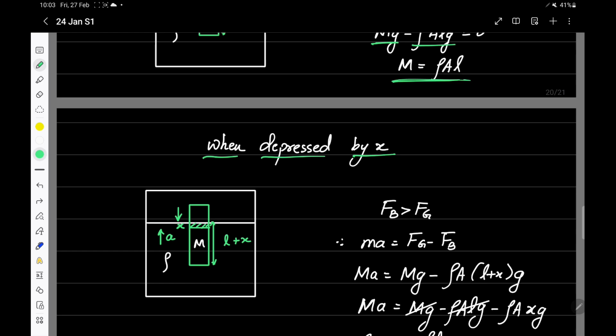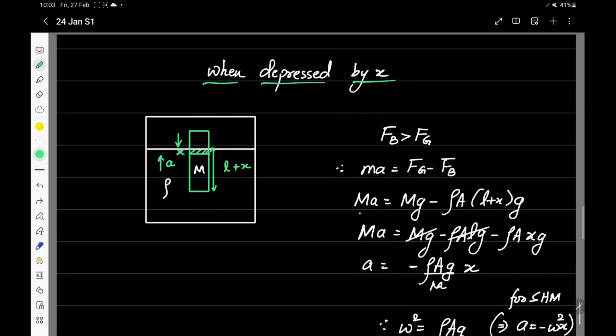Because of this increased volume of the submerged solid, the force of buoyancy is going to increase, but the force of gravity is the same because the mass is not changed. So the force of buoyancy has increased. So net, this cylindrical block will now face an upward acceleration. Applying Newton's second law, mass into acceleration is equal to Fg minus Fb. Because I have given a downward displacement, I will consider downward force positive. That's why I have considered force of gravity positive.